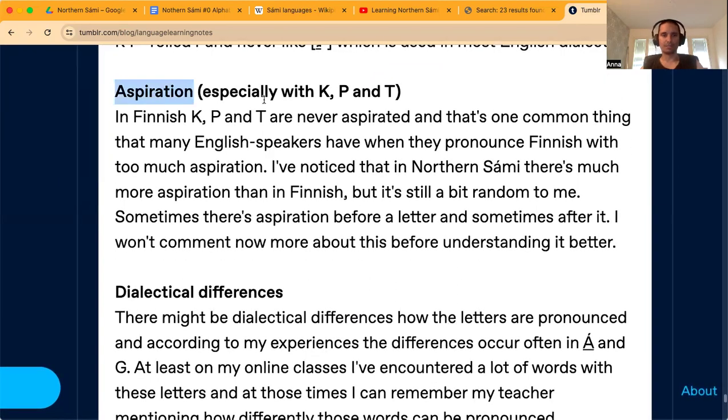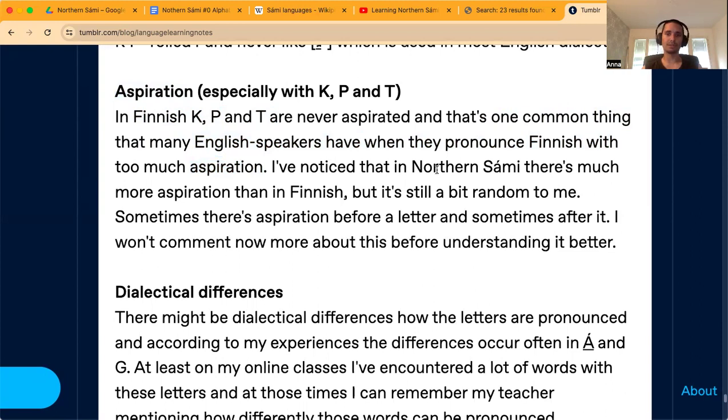Then aspiration, especially with KPT. In Finnish, KPT are never aspirated. Nothing is ever aspirated if you don't write the letter H. So that's one common thing that many English speakers have when they pronounce Finnish with too much aspiration.